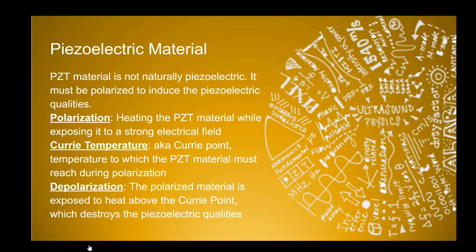The Curie temperature, which is also known as the Curie point, is the temperature to which we must get that PZT material heated to during polarization. So that high heat is the Curie temperature, and it must achieve Curie temperature while in that electrical field to become polarized. It is possible for our PZT materials to become depolarized. Depolarization happens if that PZT material is heated again to the Curie point, but is not within an electrical field.